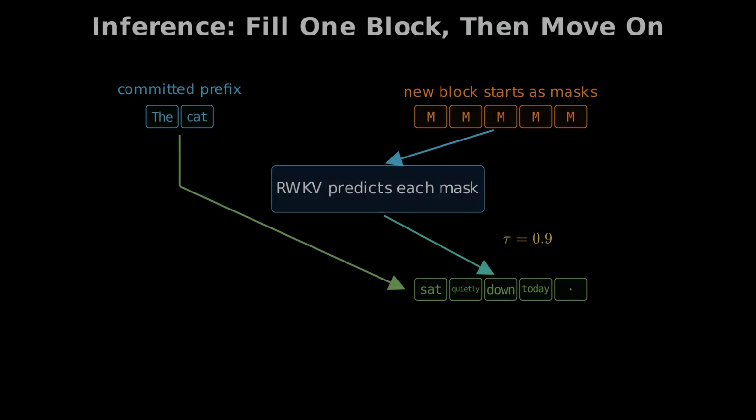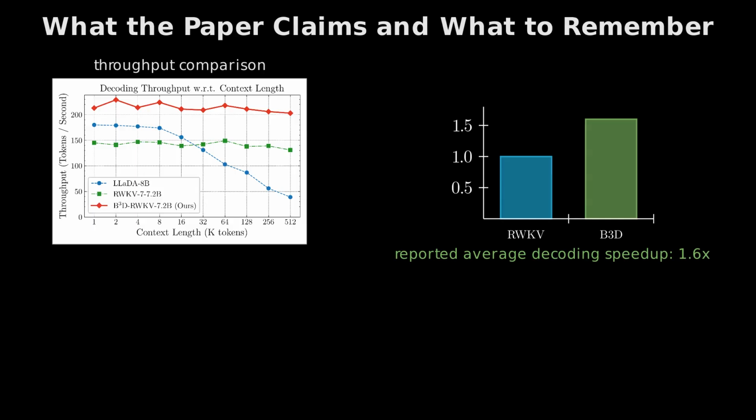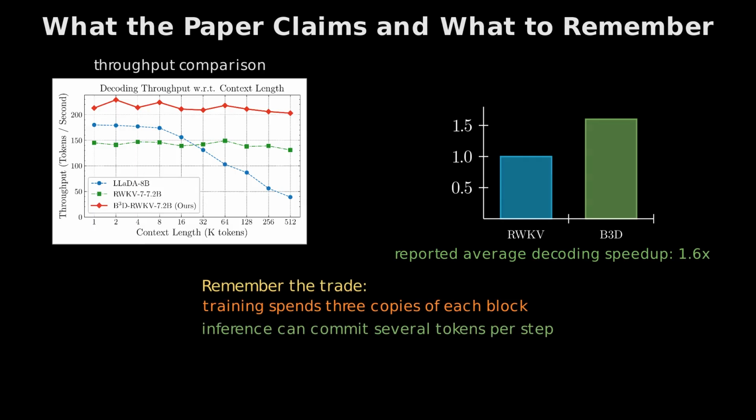And the result? The throughput plot appears first because it is the paper's evidence, not just a claim. The bar chart redraws the headline number in a simpler form. About 1.6 times average decoding throughput over RWKV-7. The final bullets appear one by one to make the trade clear. Training spends 3 copies of each block. Inference can commit several tokens per step, and the RWKV backbone itself is unchanged.